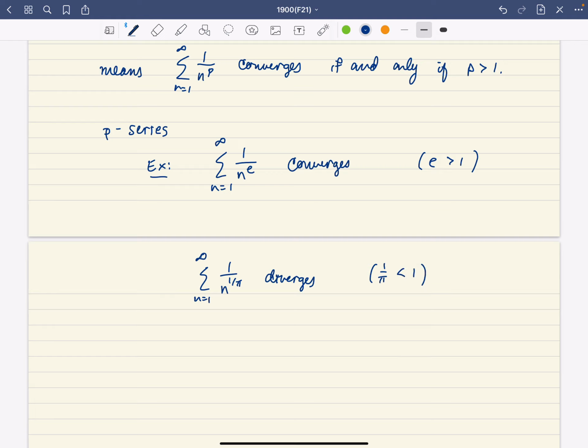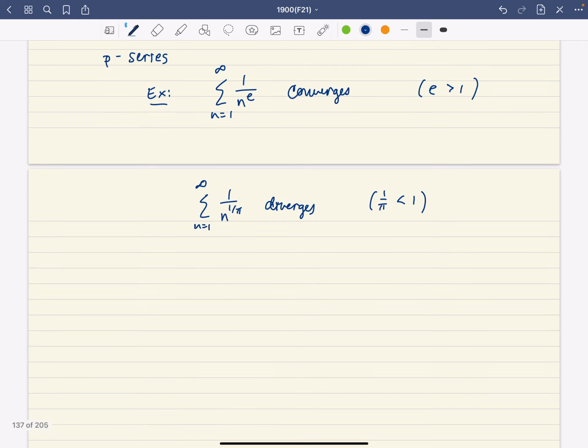And really, that's all there is to this. So we have 1 over n to the 1 over pi, which diverges because that exponent 1 over pi is less than 1. Okay. The integral test can also be used for a few other things.